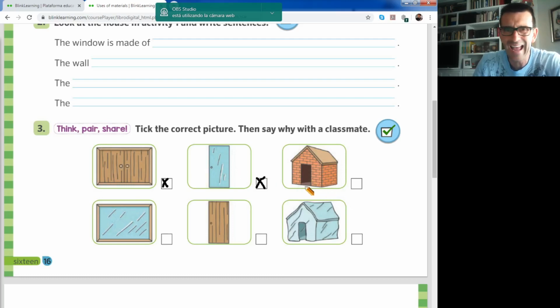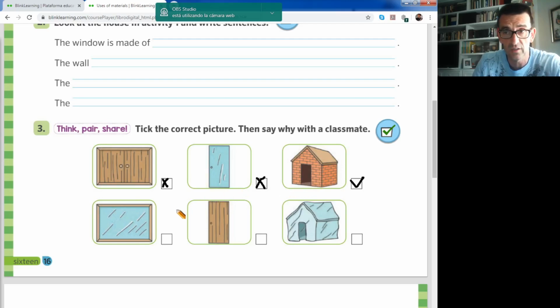What about this house made of brick? Do you think it's a good idea to have a house made of brick, the walls made of brick? Decide, discuss with your mom or with your dad. Discútelo con tu padre y con tu madre. Yes, of course it's a good idea to have a house made of bricks. Claro que es una idea genial tener los muros hechos de ladrillo, made of bricks.